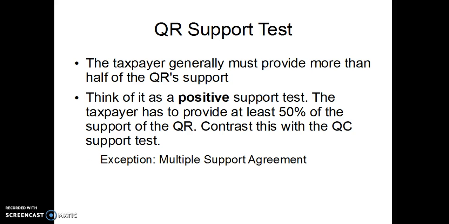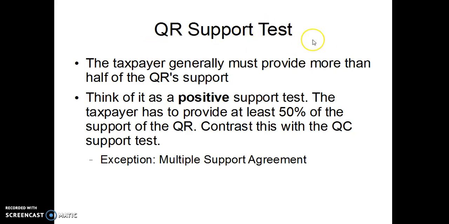In this case, in the qualifying relative support test, the taxpayer has to be proactive and they have to support the qualifying relative and provide at least 50% of the qualifying relative support. So I hope you see the difference between the two support tests, between the qualifying child and the qualifying relative, and keep them distinct, do not confuse them.